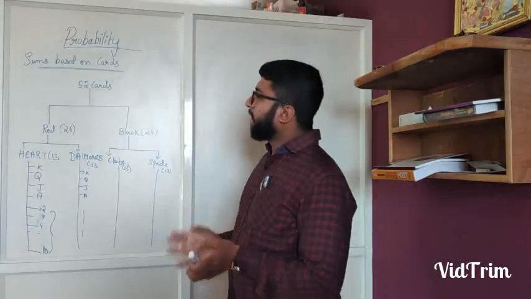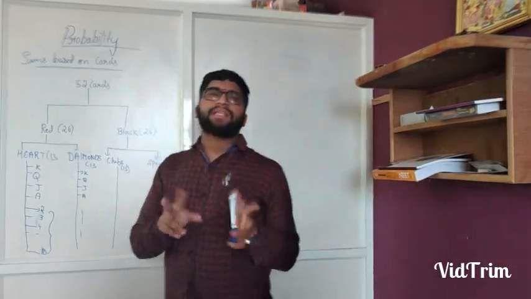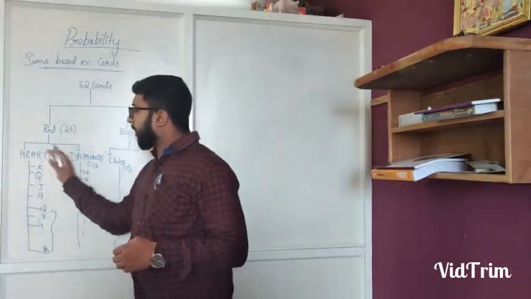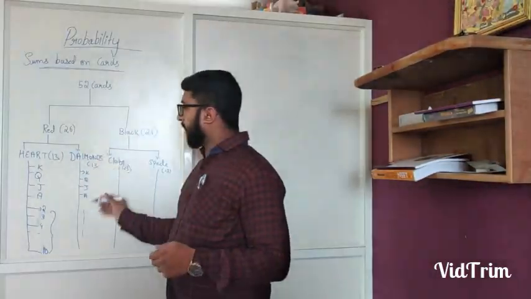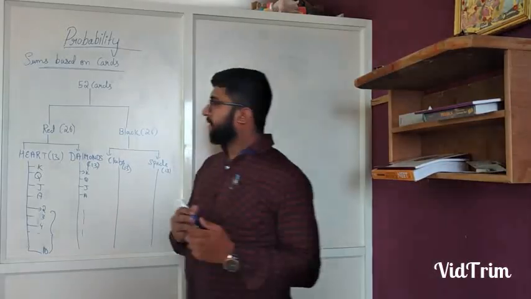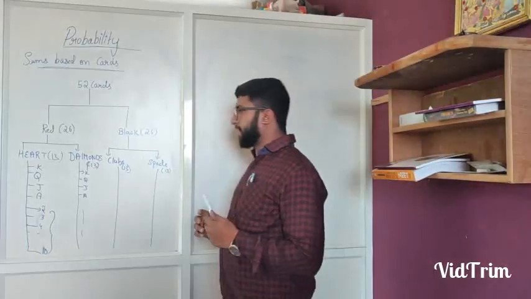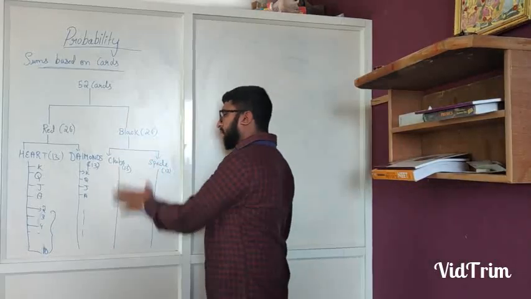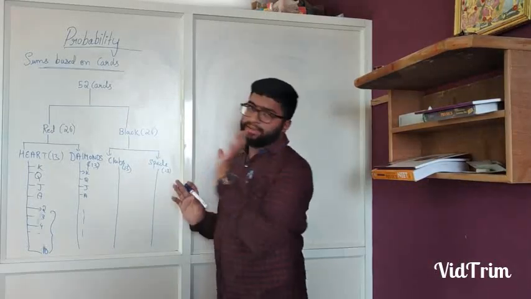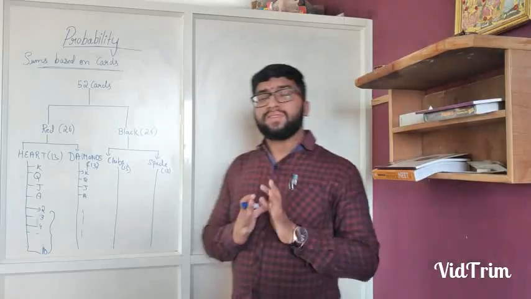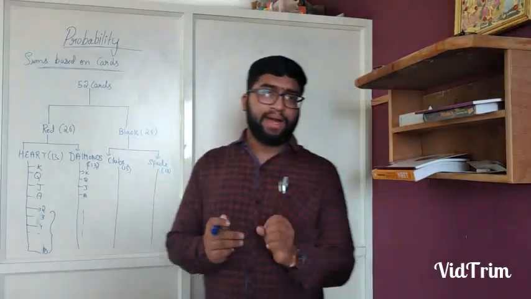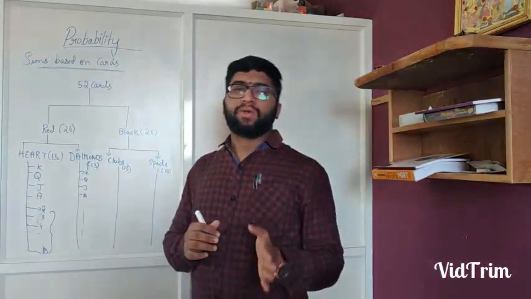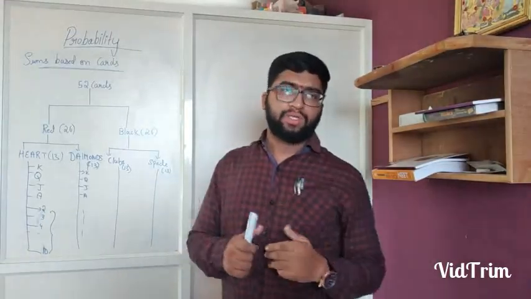Again, the red cards can be classified into two categories. You will be having 13 hearts and 13 diamonds. Similarly, when we consider the black cards, you'll be having 13 clubs and 13 spades. So this is a basic classification of the cards. Remember, friends, if you know this, you can easily score if they ask you questions based on the cards.